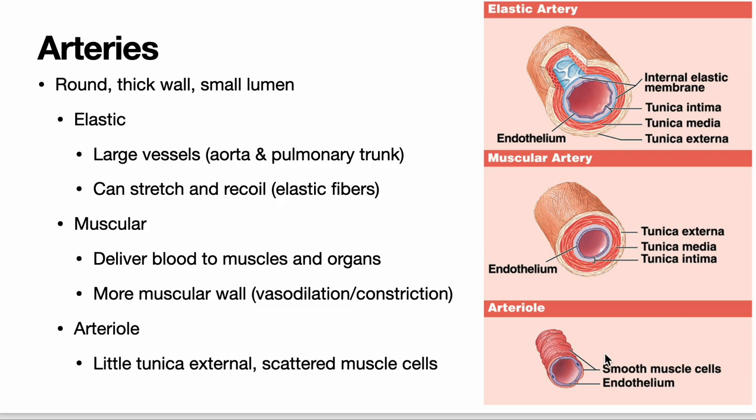And then you can see the arterioles really look a lot different. So these are getting a lot smaller. These are going to give rise to the capillary beds. There is essentially almost no tunica externa here and just sort of scattered muscle cells. And of course, they have an endothelium to line the inside of that lumen.